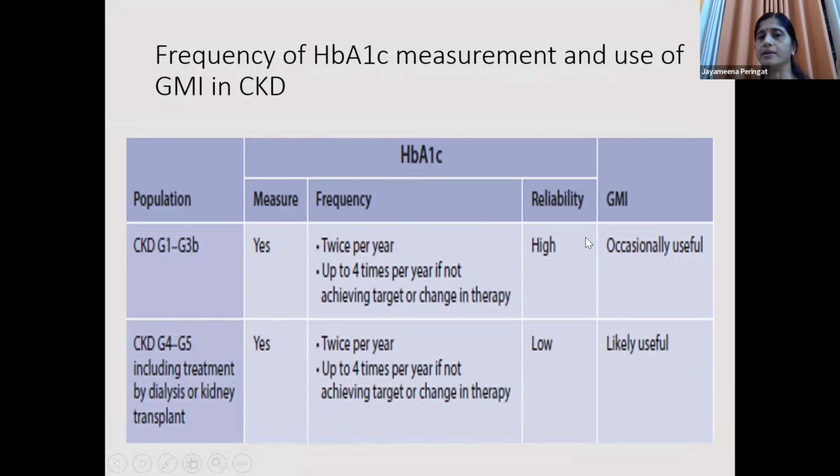But this is what is happening. In CKD stage 1 to 3B, the reliability of HbA1c is high. And it is advised twice per year if the patient is stable, or 4 times per year if the patient is not achieving target. But in CKD 4 and 5, the reliability seems to be low.